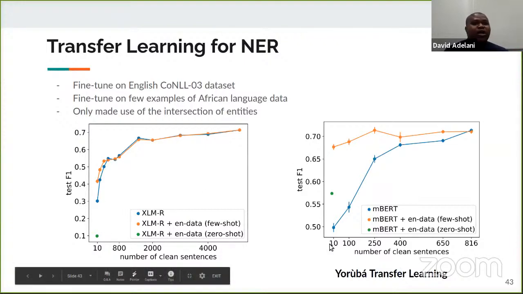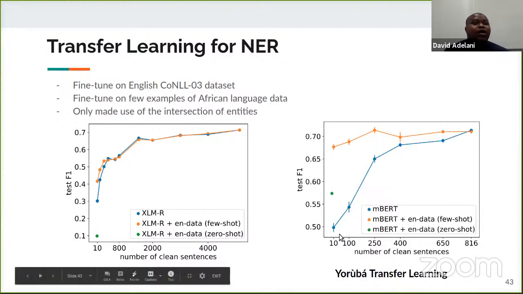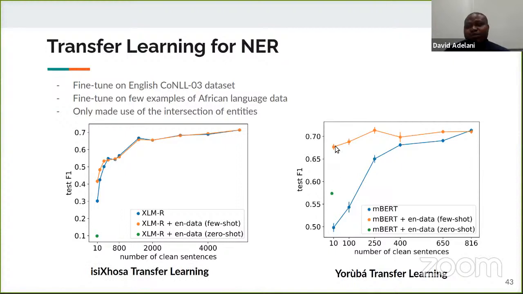And for isiXhosa and Yoruba, we can see that this actually helps. Even with just 10 examples, if you do zero-shot, you have just 10%. And by adding just 10 examples, we could reach a performance of more than 40% in few-shot settings. And this is even better than just training the XLM-R. And we observe the same thing for Yoruba, which is quite impressive: with just 10 examples and few-shot, you can go from 50% to close to 70%. And actually, we find that even this improvement is bigger than what we experience with distant supervision.